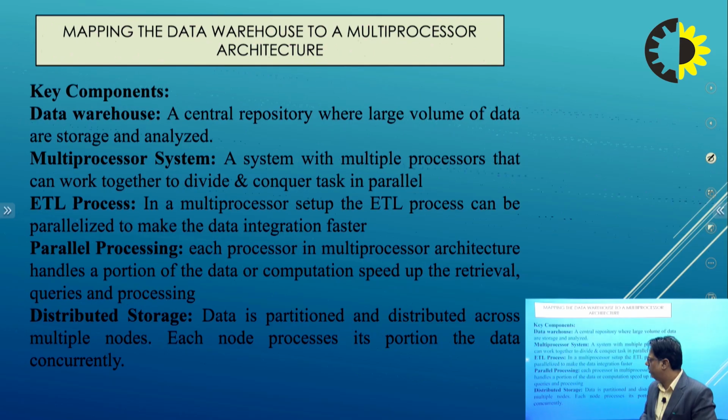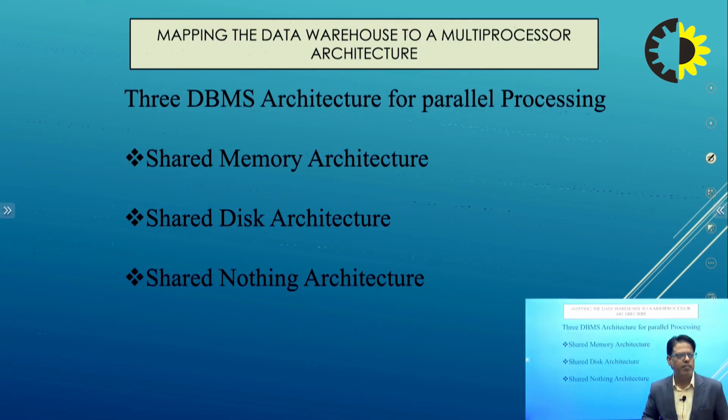Next component is parallel processing. In multiprocessor architectures, each processor handles a portion of the data or computation to speed up relational queries and processing. Next component is distributed storage. Data is partitioned and distributed across multiple nodes. Nodes means systems with multiple processors, and each node processes its portion concurrently in a parallel environment.